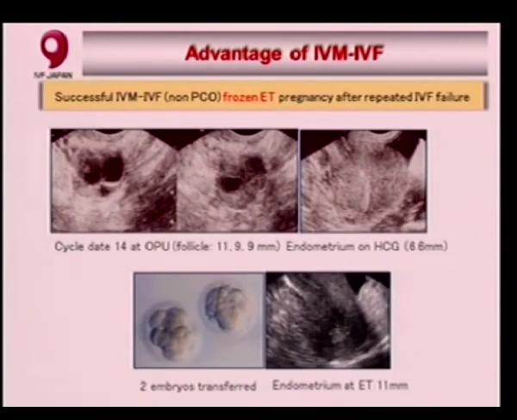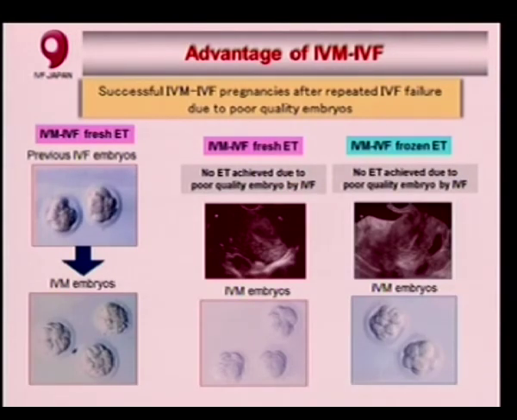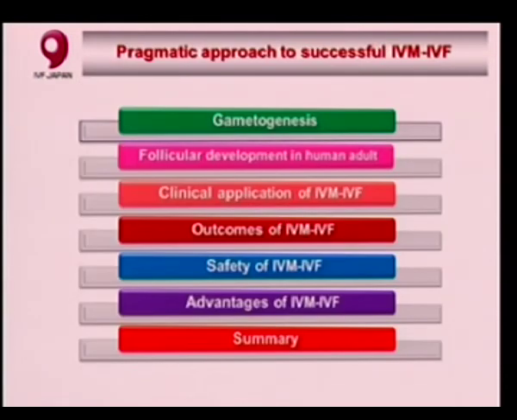And this is the case. She got a frozen embryo transfer by IVM and failed by IVF, but got pregnant. This patient got a fresh transfer by IVM and pregnancy. This patient had poor quality embryos by IVF, but got pregnant by IVM. The same way, fresh and frozen, they did not have a transfer by IVF because of poor embryo quality, but they got pregnancies by IVM.